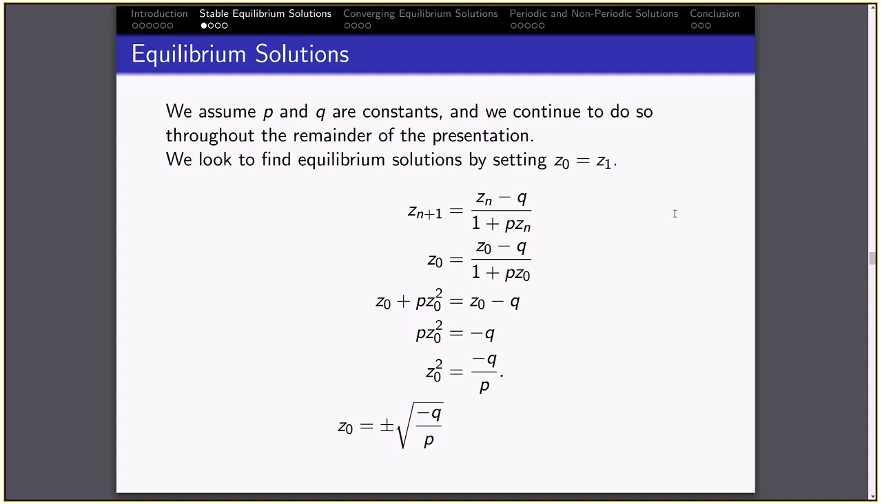At this point, in order to look at some equilibrium solutions and some periodic solutions, we're going to assume that p and q are constants, and we're going to do that for the rest of the presentation. To look for equilibrium solutions, we're going to set z_0 equal to z_1, or in terms of the Riccati equation, we're going to say that every z_{n+1} is the same as every z_n. After a little bit of simplification with that equation, we get down to the initial condition z_0 is equal to either plus or minus the square root of -q/p, and that's going to be our two options for equilibriums.